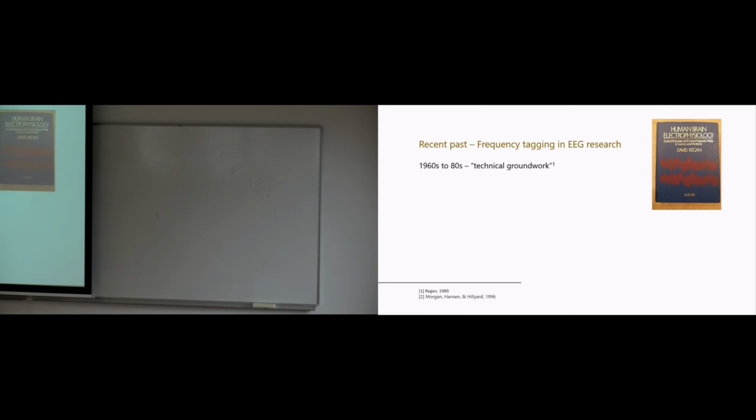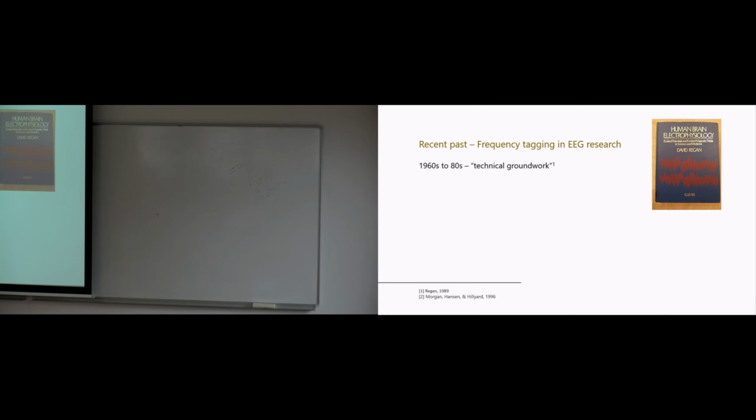If you go on a little bit, then in the 60s and 80s, the basic frequency tagging or photic driving work is probably best described as technical groundwork, where people looked much more into the neurophysiology of things, so conduction times and neurons. If you want to read up on that, this is the Bible, essentially, this book by David Reagan, so they've done a lot of work in that.